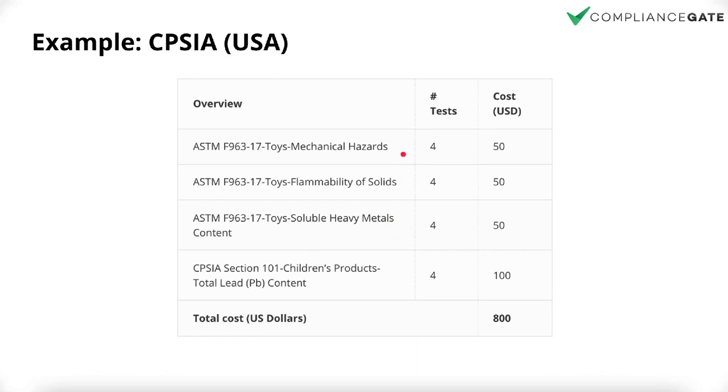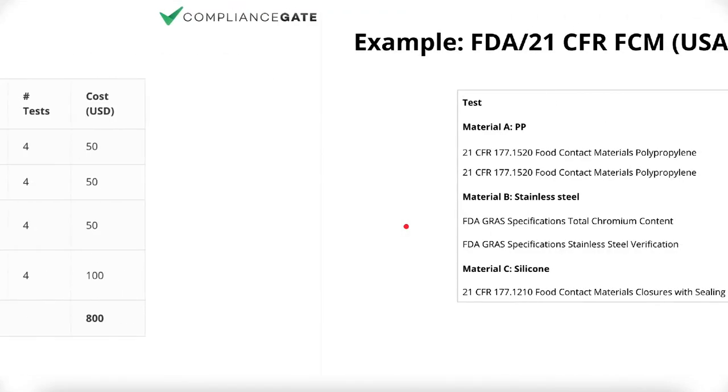And this is something that the lab has decided. They look at the product: is there a mechanical risk here? Is there a flammability risk? Is there heavy metals? Could be applied to anything. And based on that, they can then calculate.